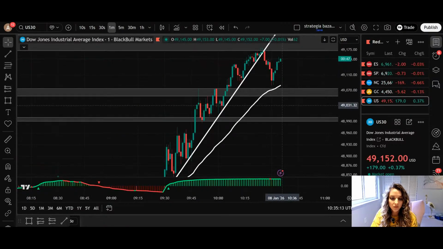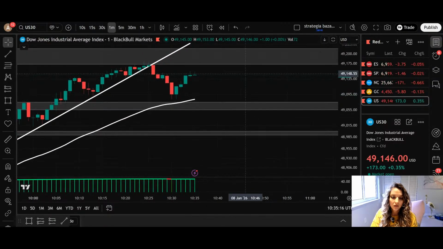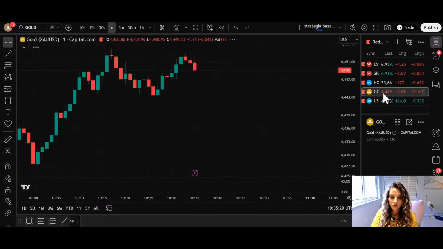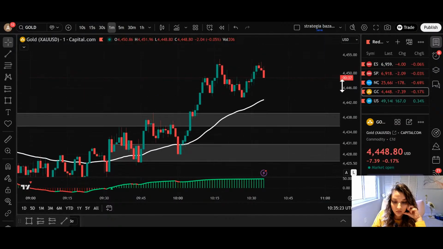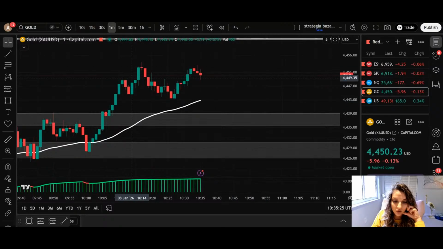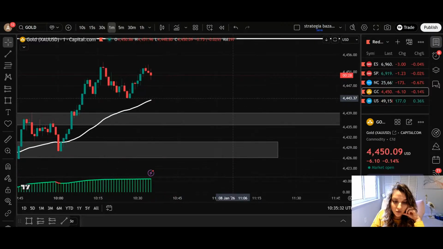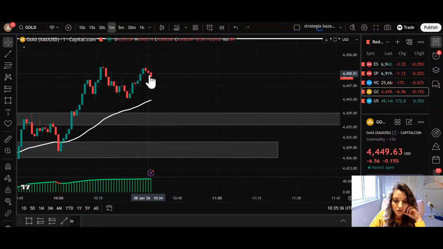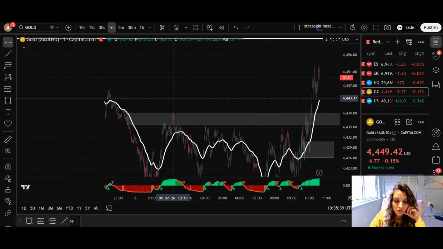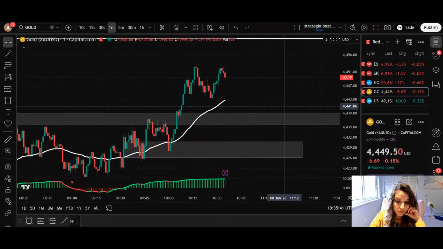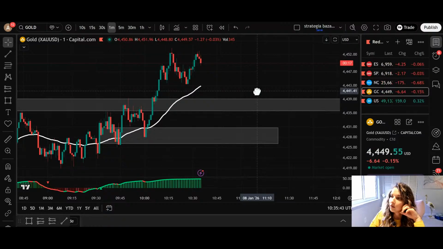I'm thinking if it crosses below the EMA, I might go in a short. Do you think the gold wants to form an M? And it's going to cross below the EMA, retest it from below, and go in a short? You think that's possible?